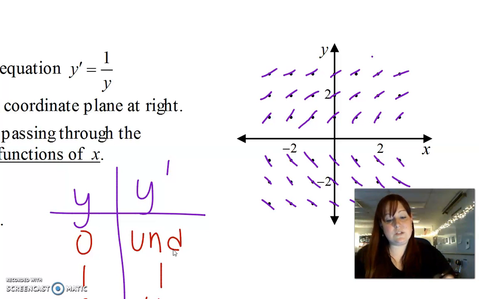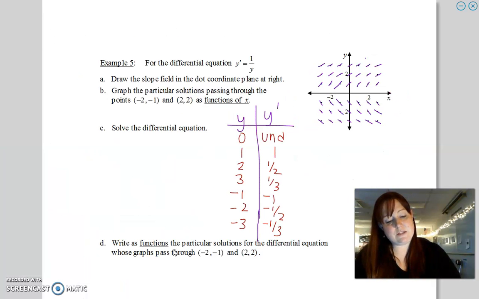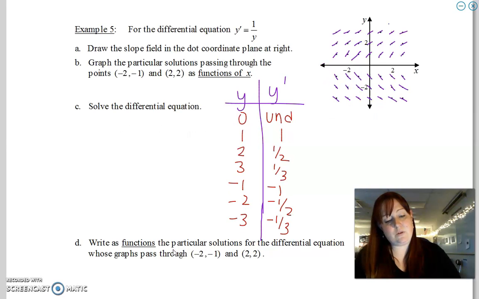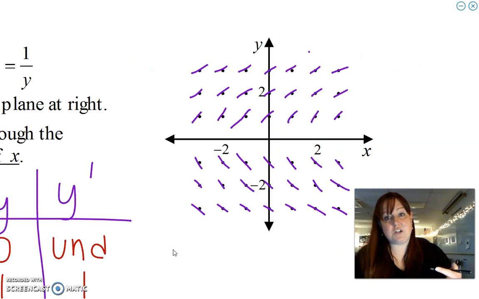Now when y equals 0 along the x-axis right here, does our function have a derivative? Nope, so no slope there. Okay, so draw the slope field, graph the particular solution passing through the points negative 2, negative 1, and 2, 2 as functions of x, which means they have to pass the vertical line test.